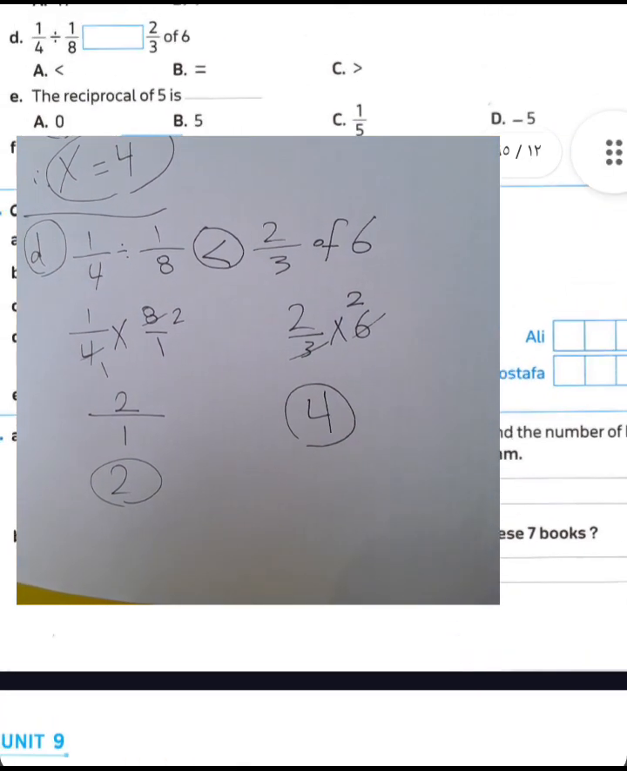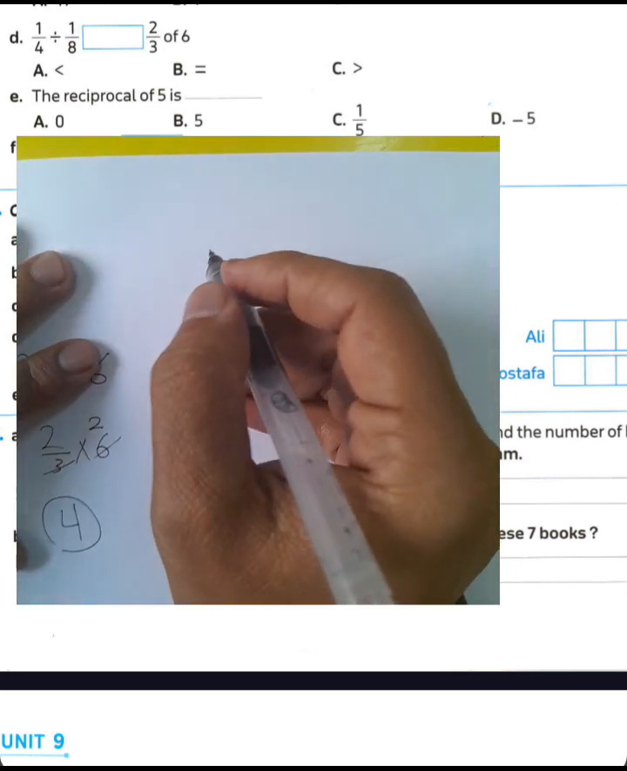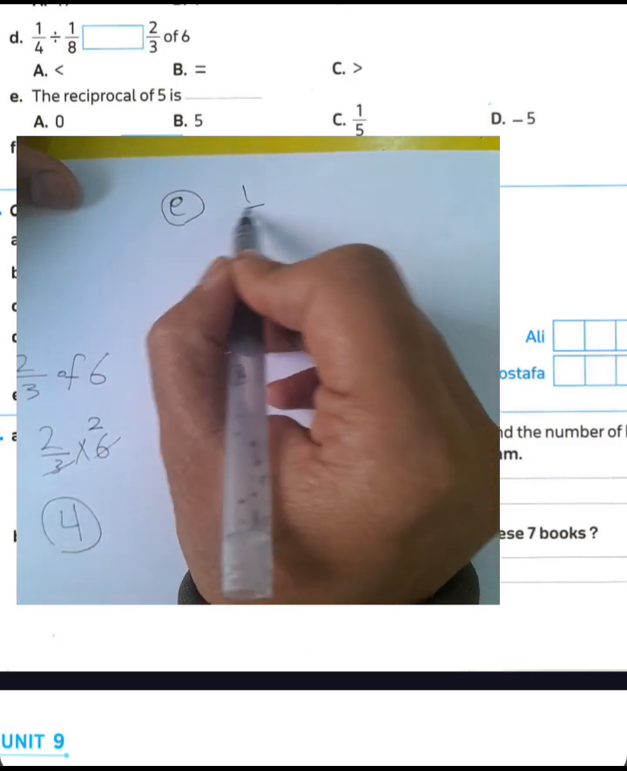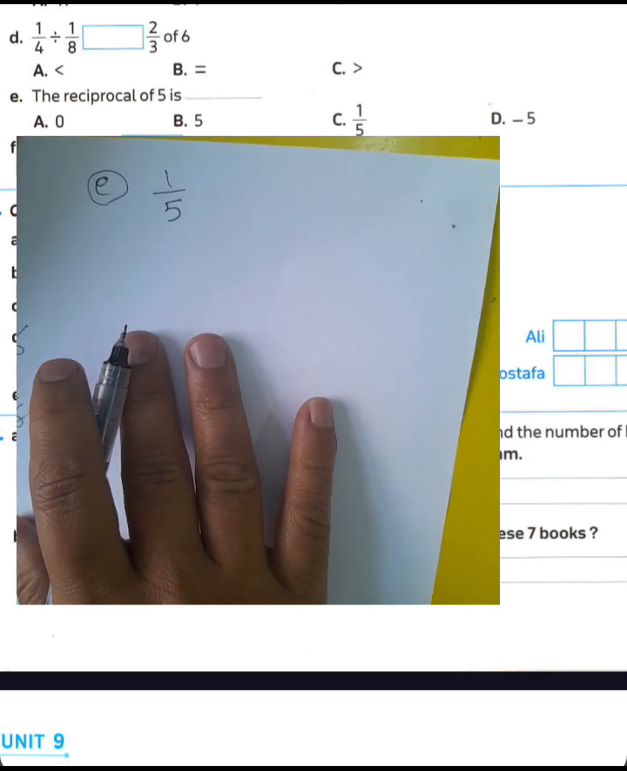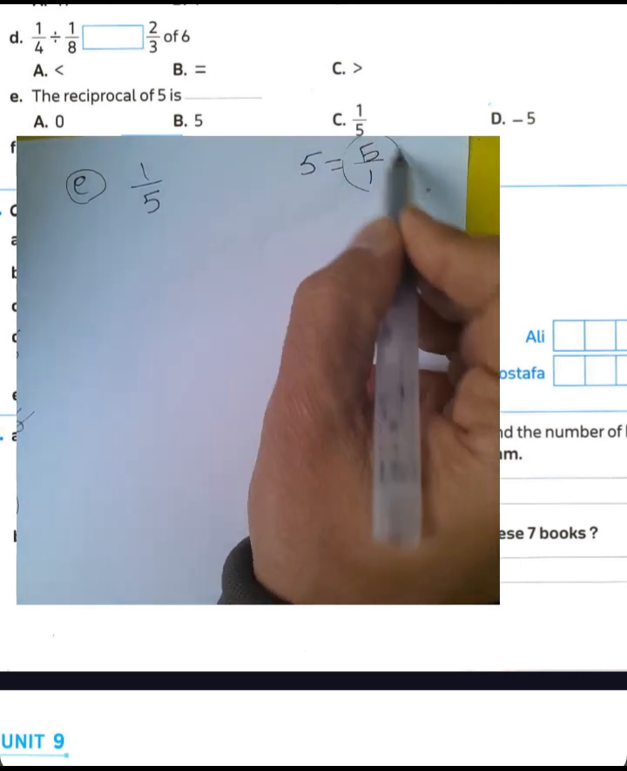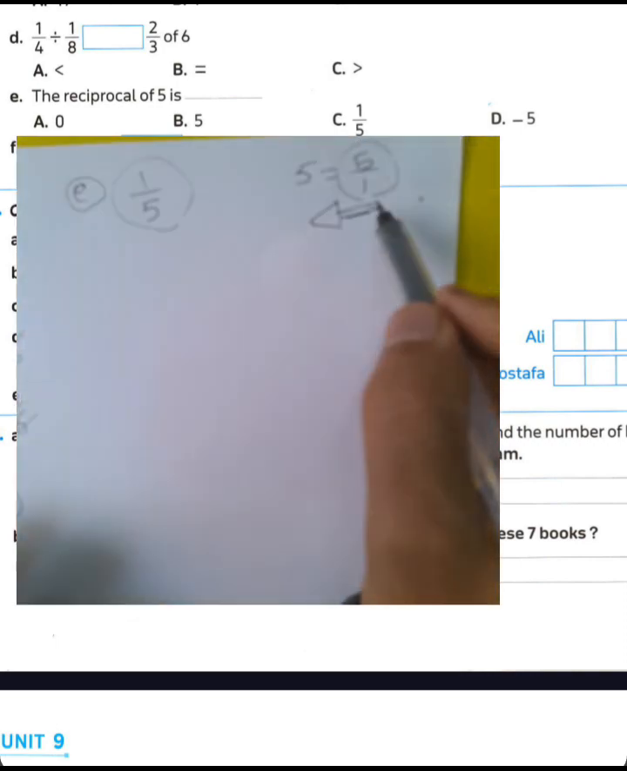Next question letter E, the reciprocal. The reciprocal of 5 will be 1 over 5. Reciprocal means inverse. Okay, the reciprocal of 5 will be 1 over 5. Write the inverse of 5, it will be 1 over 5, because 5 equals 5 over 1. Then you can write the reciprocal of 5 by swapping the numerator and denominator.